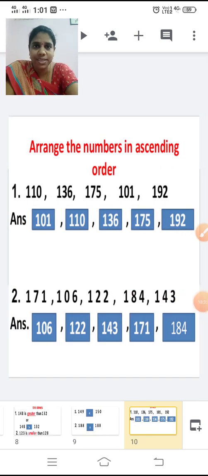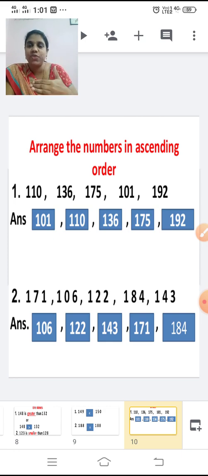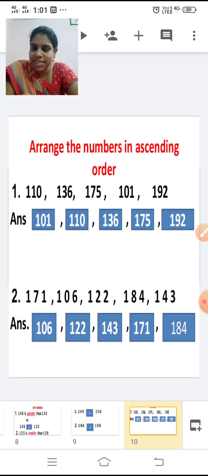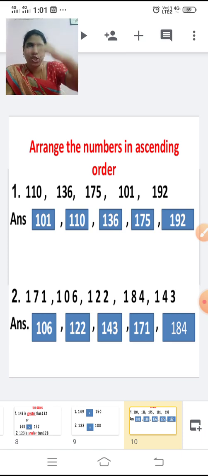Arrange the numbers in ascending order. I think you all know what is ascending order, right, children? What do you mean by ascending order? Arranging the numbers from the smallest to the biggest, right? So ascending order means arranging the numbers from the smallest to the biggest. Shall we see some examples now?